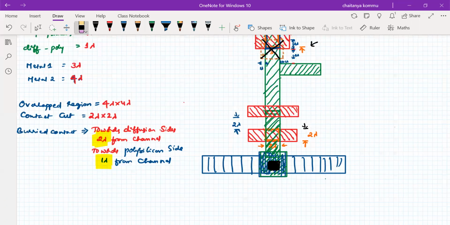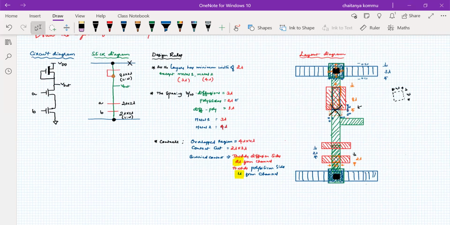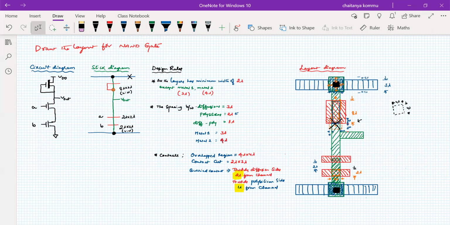So that's it. This is the nMOS NAND gate. As simple as that. Okay, I hope you understand this point. Like this NAND gate, NOR gate, whatever the way the stick diagram looks like, just apply the design rules and provide the necessary thing. It's very simple. So just we have to know how to draw the stick diagram, and from the stick diagram you can draw the layout very easily.